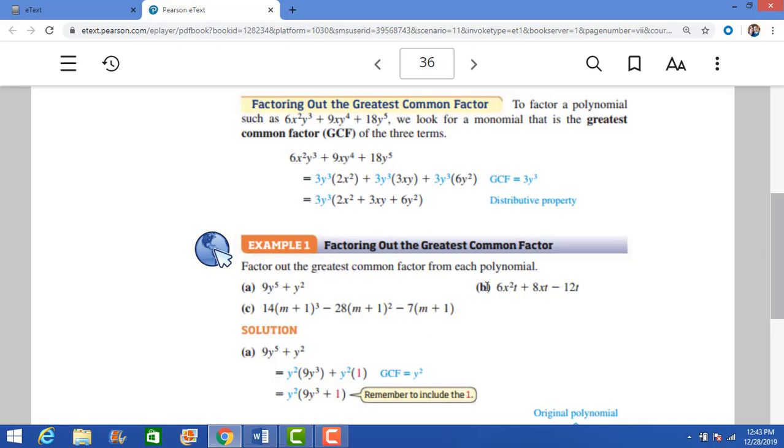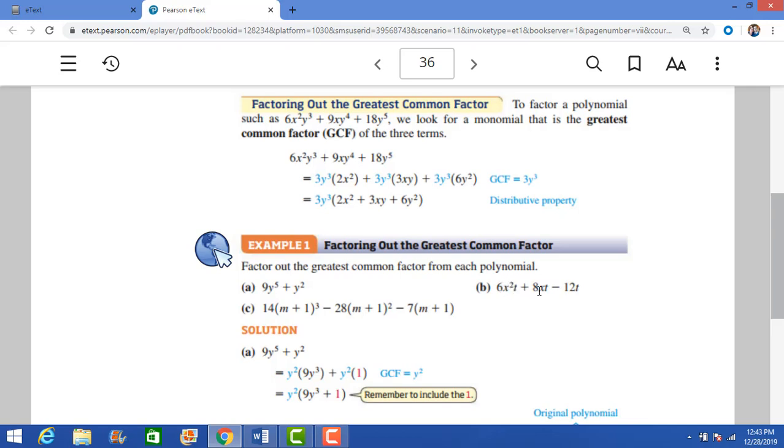Okay, now the next one, we're going to do the same thing. So we look at the coefficients. What's the biggest number that we can divide all three numbers by? Well, in this case, it's going to be 2. Okay, so the biggest number we're going to be able to factor out is 2, so we're going to factor out a 2 from each one of these.